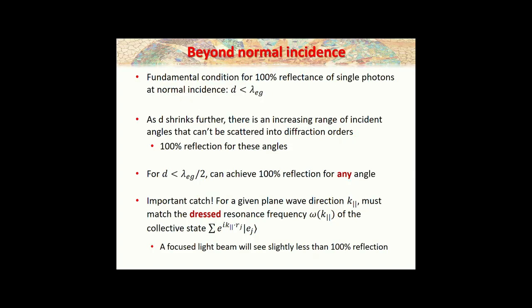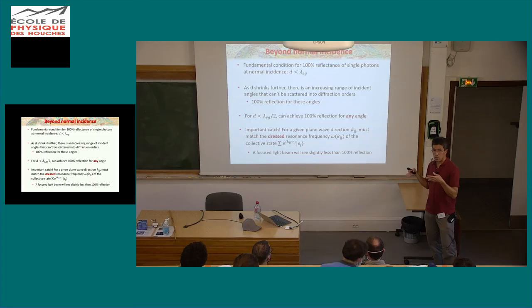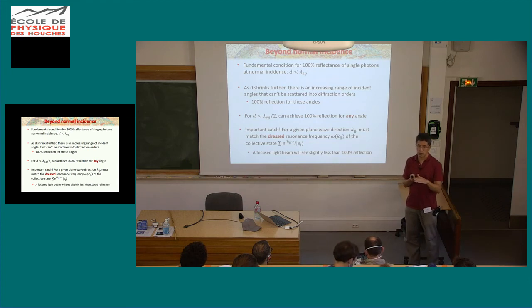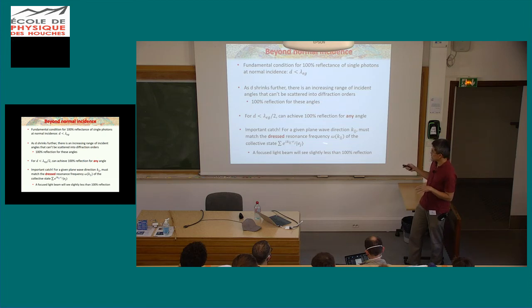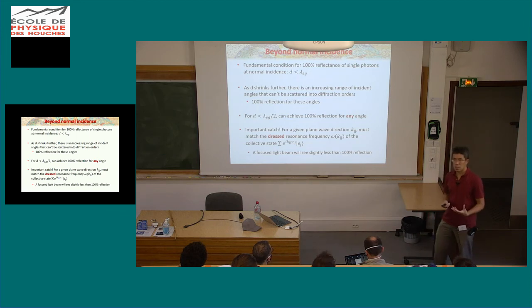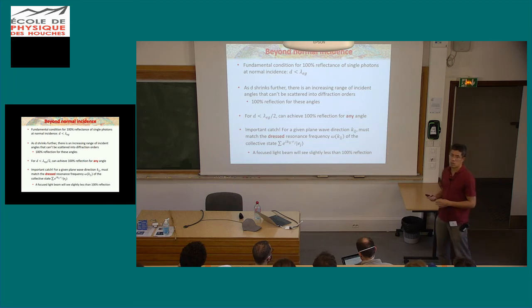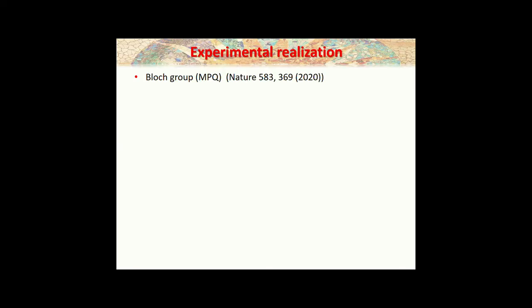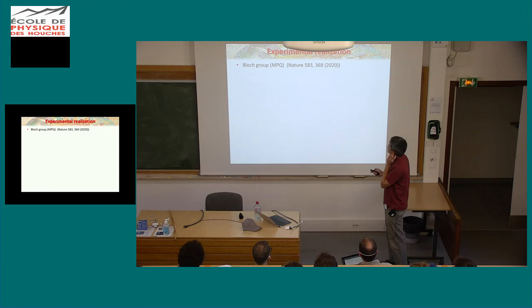What that means in practice is that if you come in with a focused light beam instead of a plane wave, that focused beam is composed of a superposition of different k vectors. Because the resonance frequency depends on k itself, you can't simultaneously achieve resonance for all the different k vectors. So you'll see slightly less than 100% reflection, even if you have a perfect lattice.